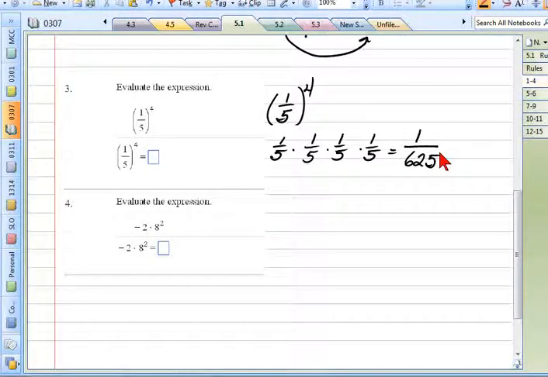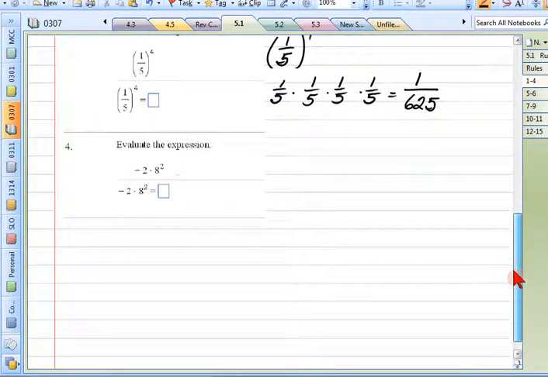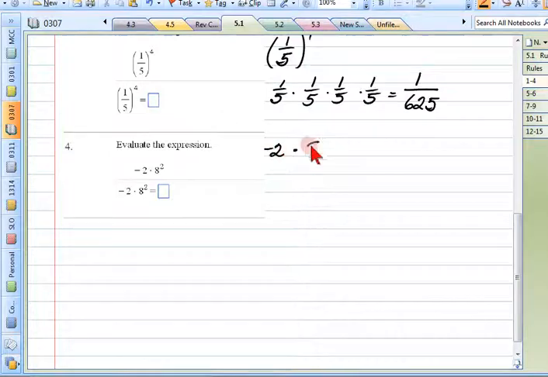Let's look at number 4. Problem number 4, I have -2 times 8 to the second power. All this problem is really doing is seeing if you remember your order of operations. What would good old Aunt Sally tell you to do first?